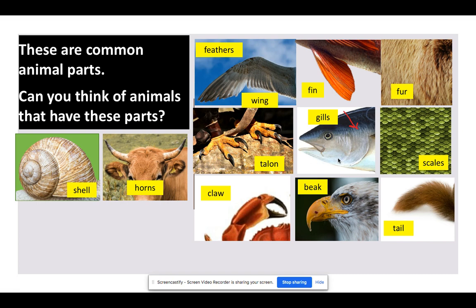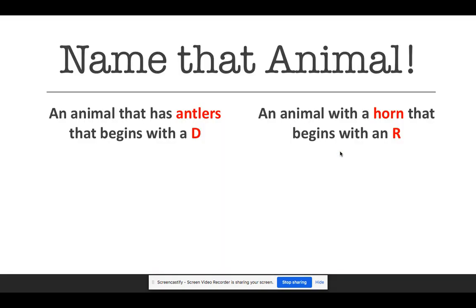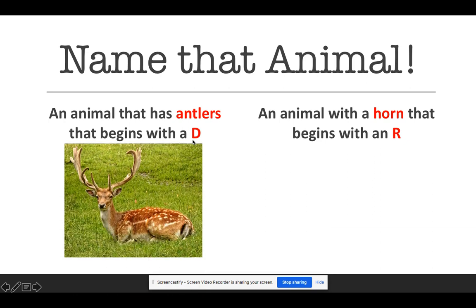Thanks for pausing the video and doing that discussion. So now we're going to play a little game. It's called Name That Animal. This is a little bit of a quiz. So we're looking for an animal that has antlers and that begins with a D. It looks like this. Does anyone know? You can shout it out at your screen.